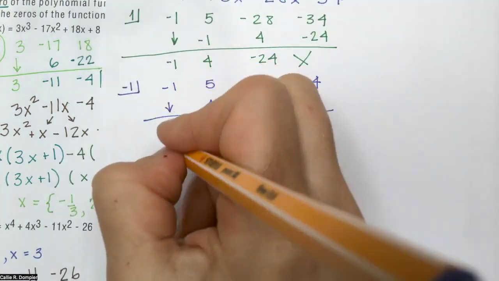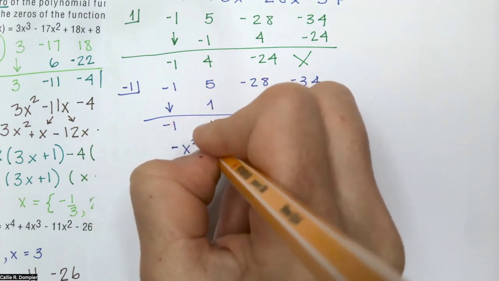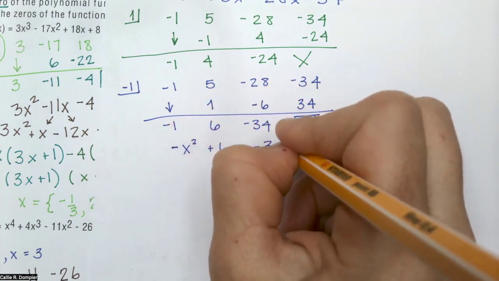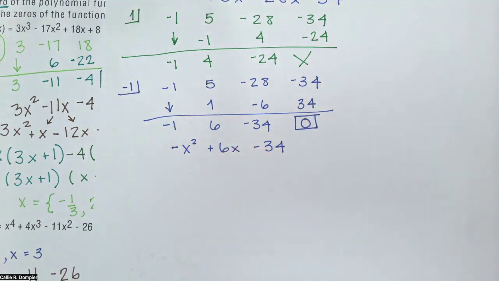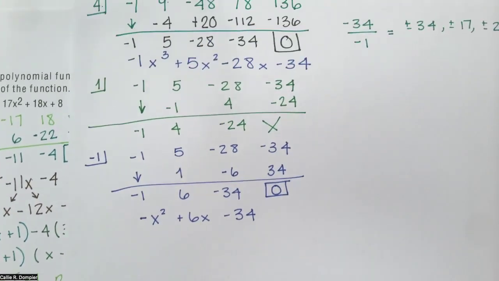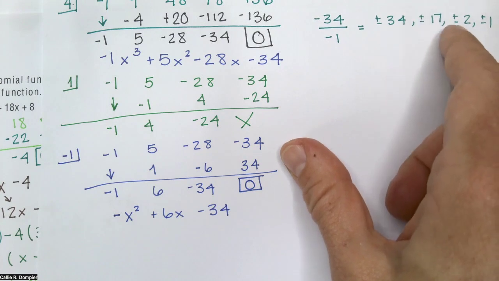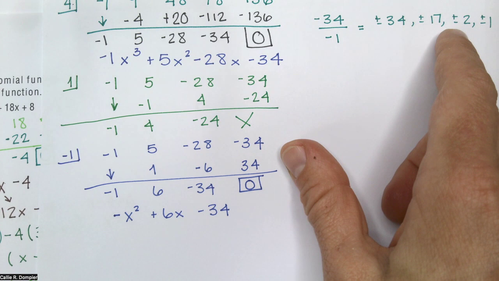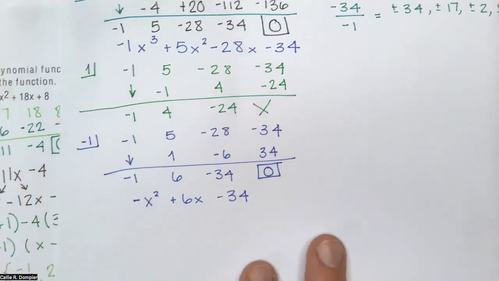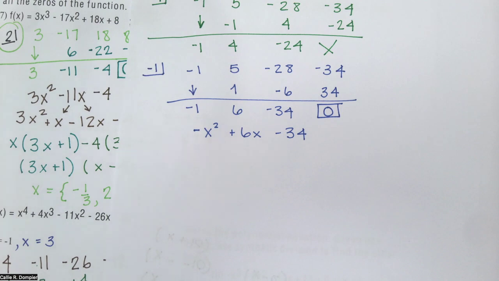And what are we left with? We have -x squared plus 6x minus 34. Can we factor this? Are there any numbers that can multiply to equal -34 but add to equal 6? Well, we saw up here that the factors of 34 are 34, 1, 17, and 2, right? 17 minus 2 isn't going to give me a 6. And 34 minus 1 isn't going to give me a 6, so I'm going to put it into the quadratic equation.